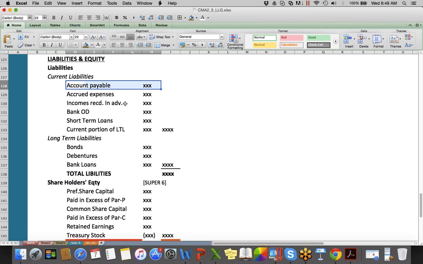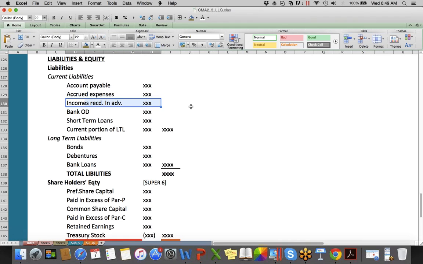Say, for example, the September telephone bill is not yet paid, because in the first week of this month we will get the telephone bill and we pay for September. But as far as September is concerned, the expense is not paid, so it becomes a current liability.